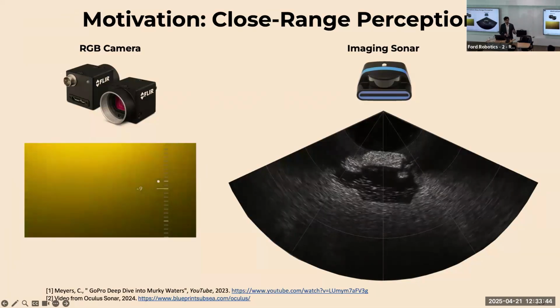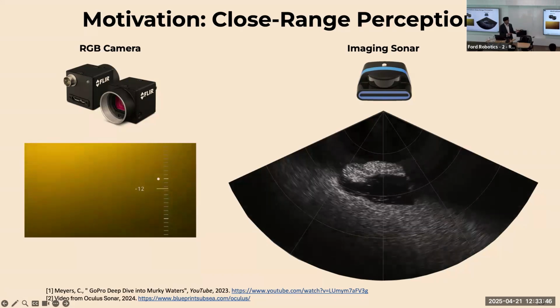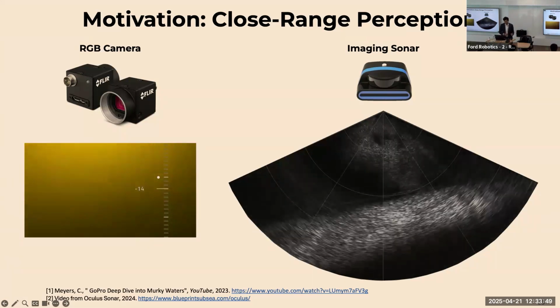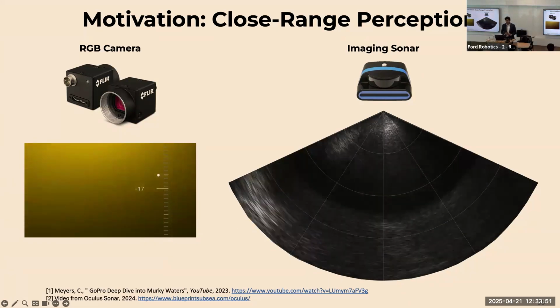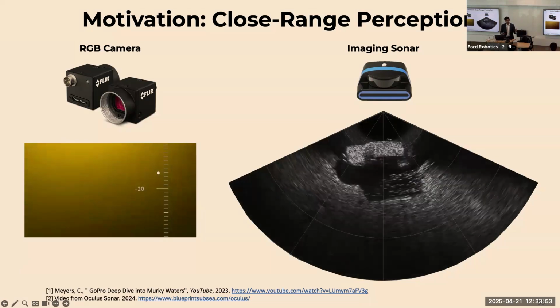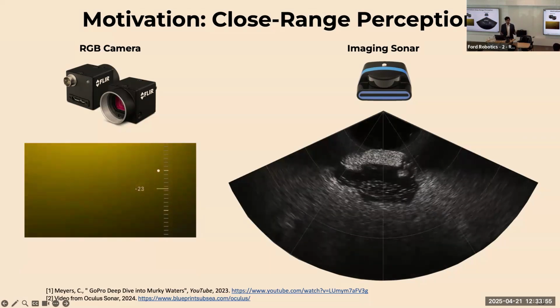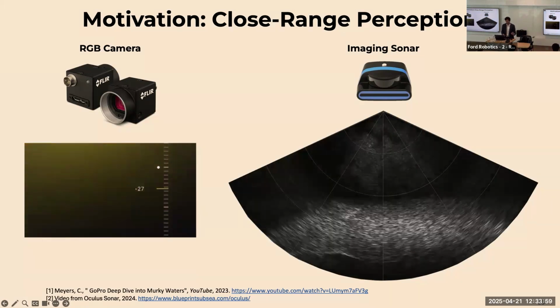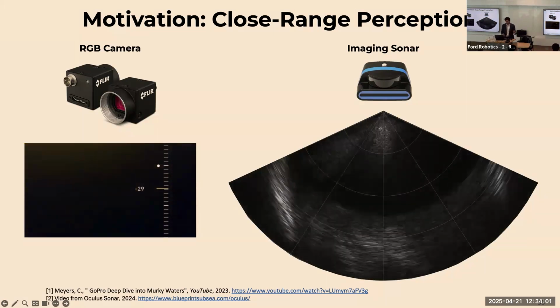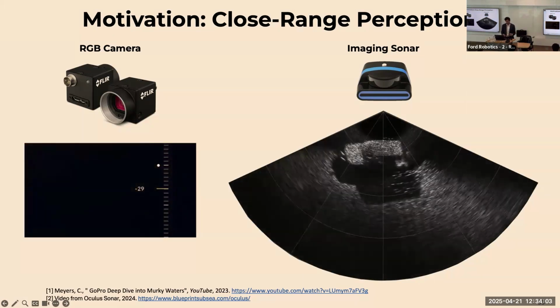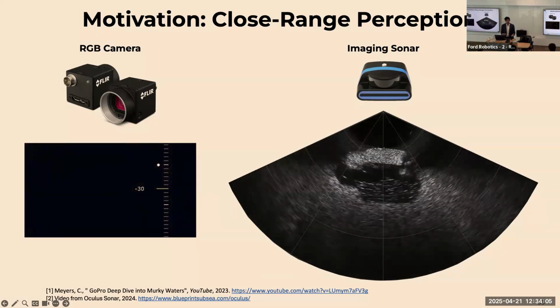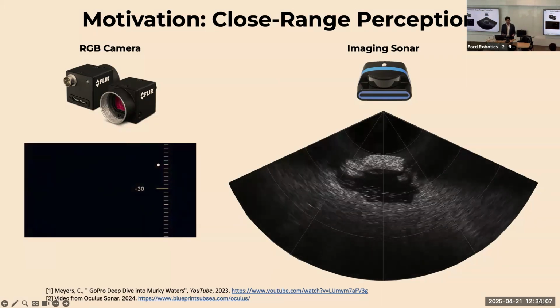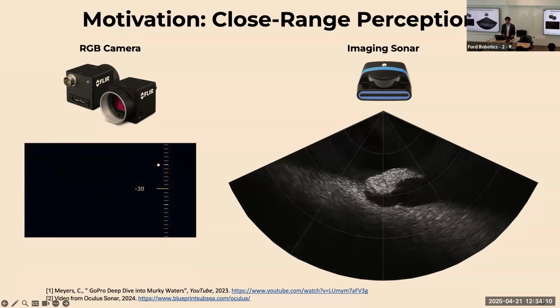So common sensors used for close-up inspection include RGB camera and imaging sonar. However, there are a few differences between them. Imaging sonar can operate in the dark. It doesn't rely on the lighting conditions when the water might be murky or have low visibility. So clearly, imaging sonar has some benefits. So the real question becomes, how can we enable autonomy using this sensing modality that seems robust to a lot of environmental effects?